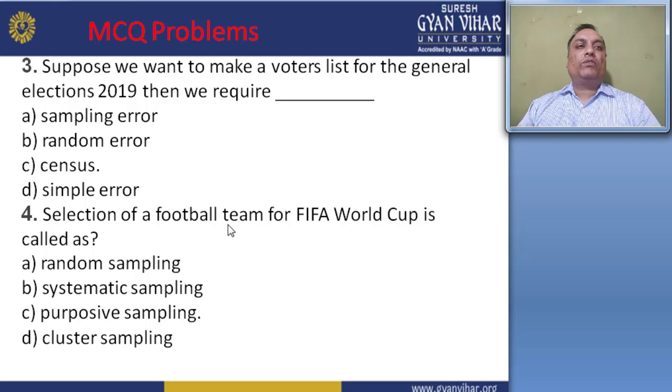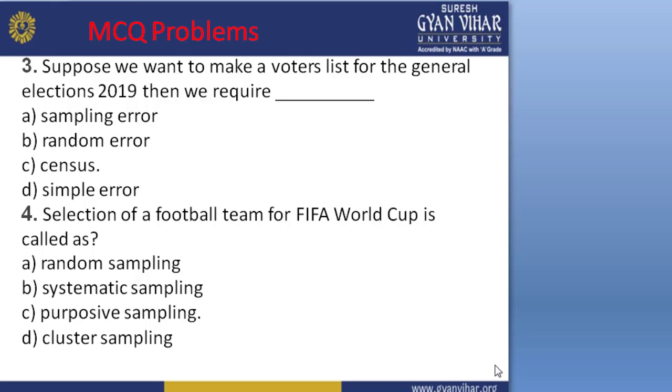Then question number 4 gives the selection of the football team for the FIFA World Cup. Is it called random sampling, systematic sampling, purposive sampling, or cluster sampling? So C is purposive sampling. C option is the right answer for this question.